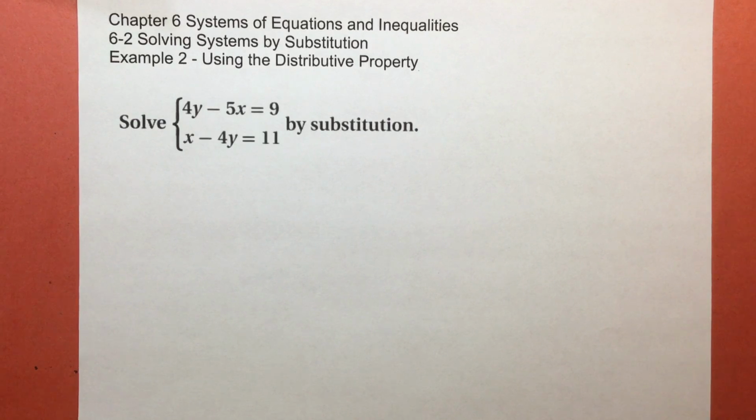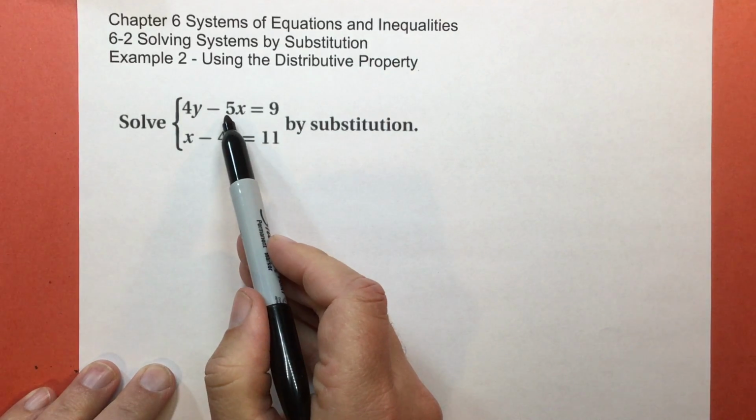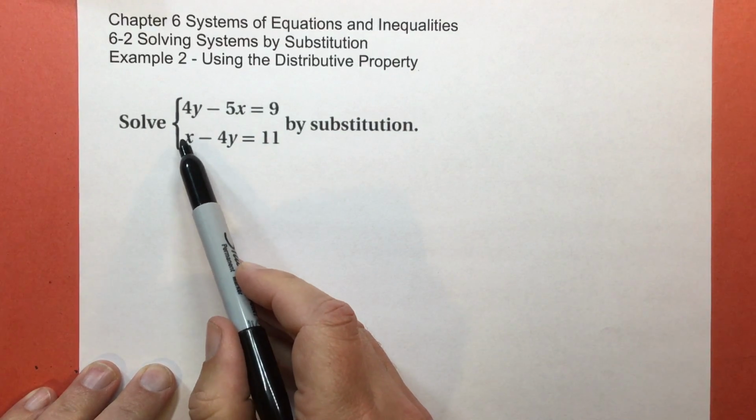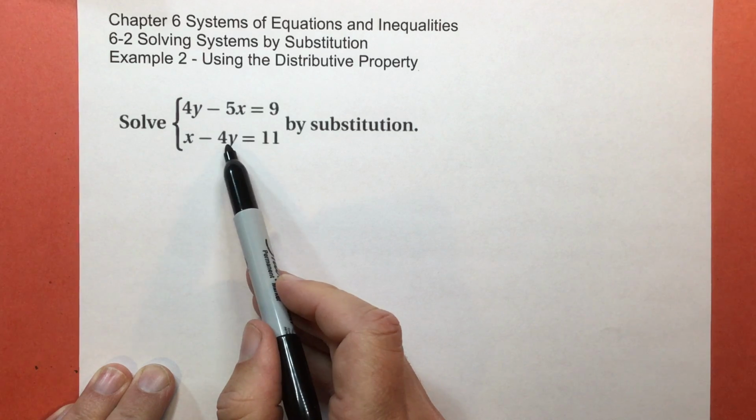All right, welcome back to Chapter 6, Section 2, Solving Systems by Substitution. Now we're going to do the exact same thing we did last time, except when we substitute, we're going to have a coefficient, and that coefficient means multiply. So this means multiply by 4, this means multiply by -5. There's a hidden 1 in front of here, so it actually means multiply by 1, which means leave it alone. This means multiply by -4.